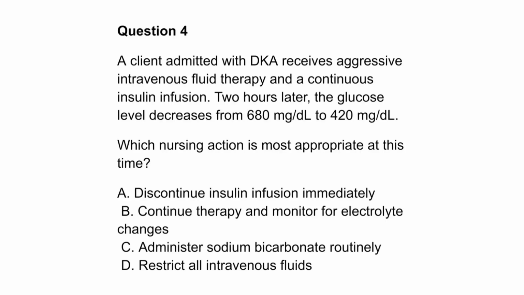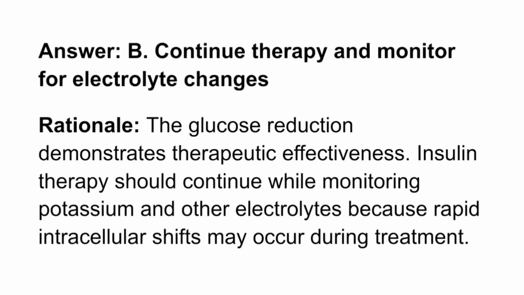A. Discontinue insulin infusion immediately. B. Continue therapy and monitor for electrolyte changes. C. Administer sodium bicarbonate routinely. D. Restrict all intravenous fluids. Answer: B. Continue therapy and monitor for electrolyte changes. Rationale: the glucose reduction demonstrates therapeutic effectiveness. Insulin therapy should continue while monitoring potassium and other electrolytes because rapid intracellular shifts may occur during treatment.